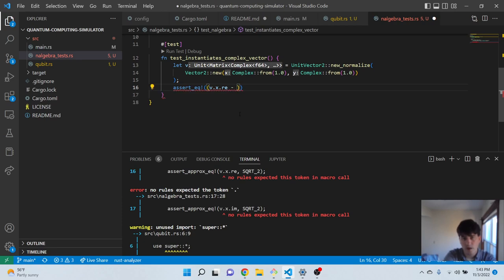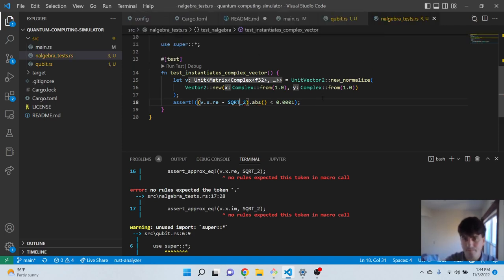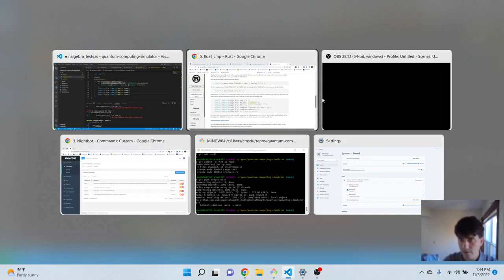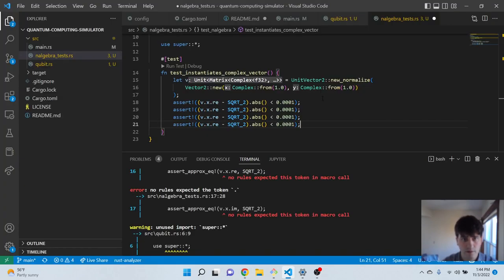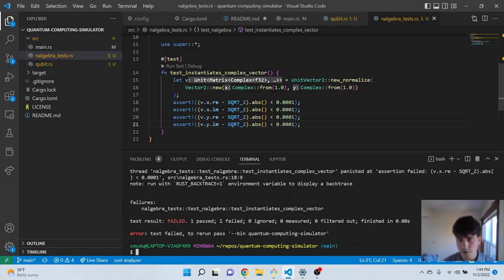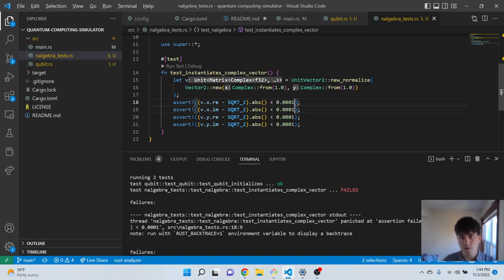V.x.real minus square root of 2, dot abs, should be less than that, and we will just assert. Computer is making a lot of noise. Could not tell you why. And then we'll need imaginary, we'll need the second coordinate. Okay, and we got failure. See, this is the annoying thing.